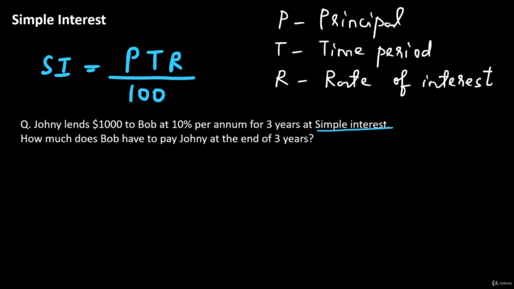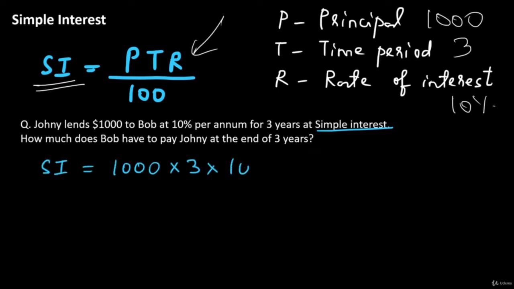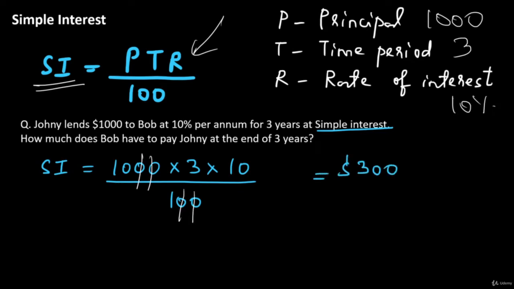Now over here, let's use this formula and directly find the simple interest. Simple interest is PTR by 100. In this case, the principal is $1,000, right? And the time period is 3 years and the rate of interest is 10% per annum. So let's plug in these values. We get simple interest is 1000 into 3 into 10 by 100. These two zeros cancel out and that is equal to $300.